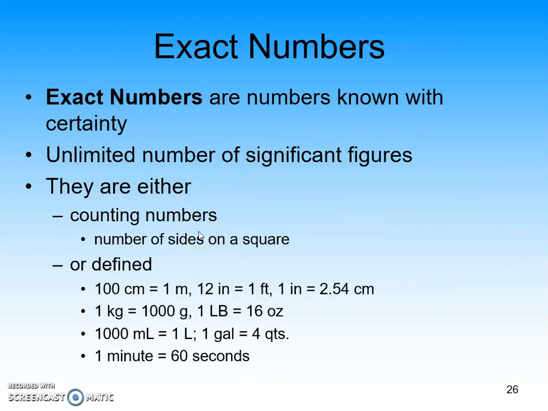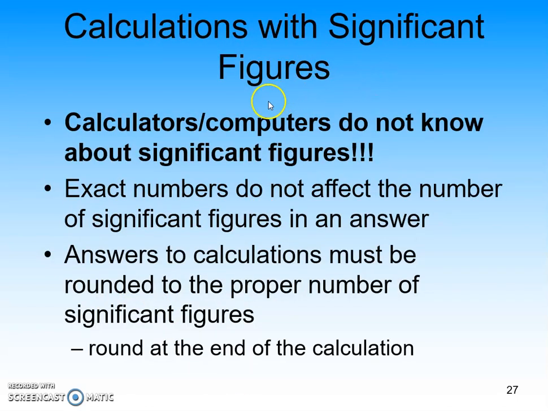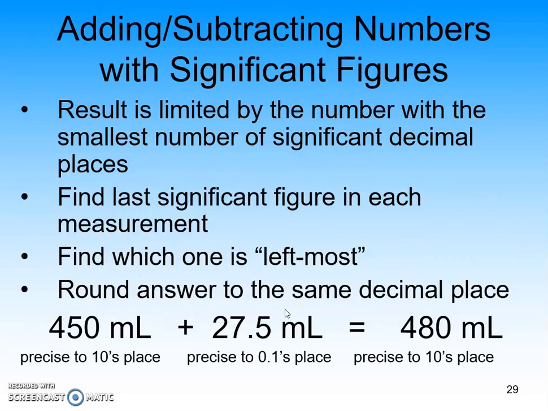Now, the meaning of exact numbers. Exact numbers are numbers known with certainty, with an unlimited number of significant figures, and they are either counting numbers, like the number of sides on a square, or defined quantities, like 10 centimeters, 1 meter, and so on. You can see here. So, calculation with significant figures. Calculators and computers do not know about significant figures. So exact numbers do not affect the number of significant figures in an answer. The answer to the calculation must be rounded to the proper number of significant figures. Round at the end of the calculation.